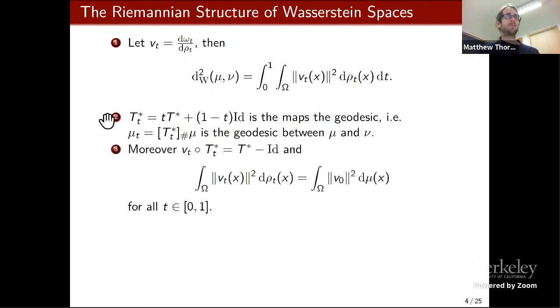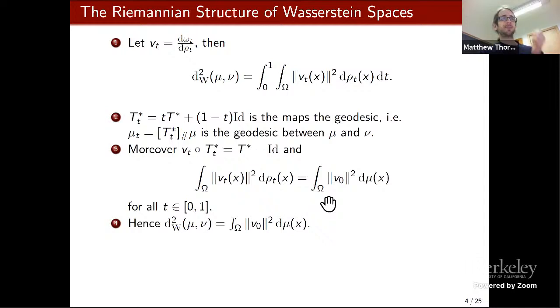I can also recall that along the geodesics, if I fix a particle and then look at how this particle moves, in this viewpoint, the velocity is constant. This just means that my velocity along the trajectory given by T star t is equal to where I end up minus where I started from. And what this means is that I can look at this Benamou-Brenier formulation, and this time integral effectively disappears. So what I have is the kinetic energy at each time is equal to the kinetic energy at the start.